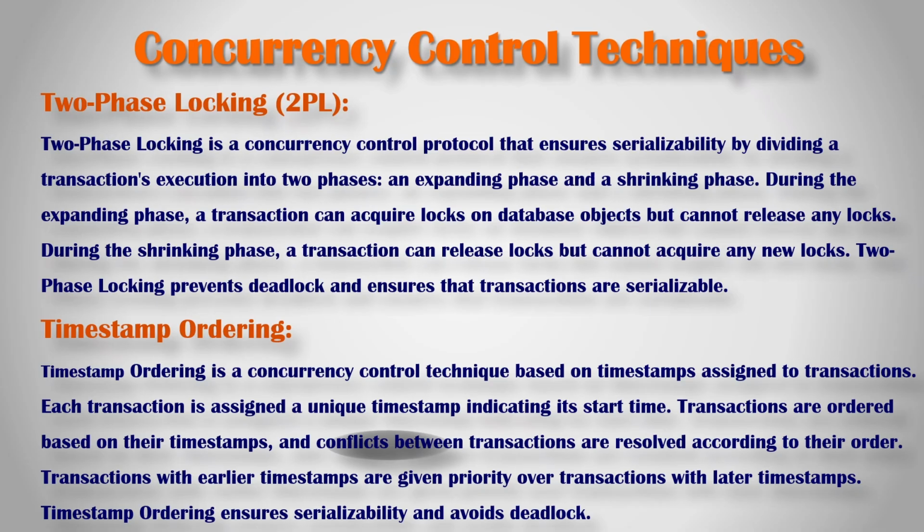Timestamp ordering. Timestamp ordering is a concurrency control technique based on timestamps assigned to transactions. Each transaction is assigned a unique timestamp indicating its start time. Transactions are ordered based on their timestamps, and conflicts between transactions are resolved according to their order. Transactions with earlier timestamps are given priority over transactions with later timestamps. Timestamp ordering ensures serializability and avoids deadlock.